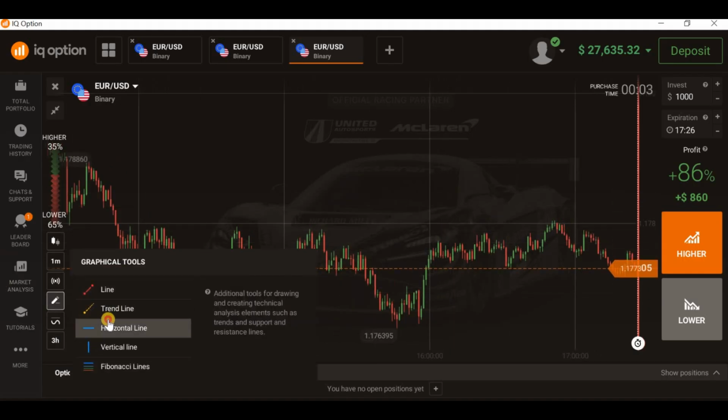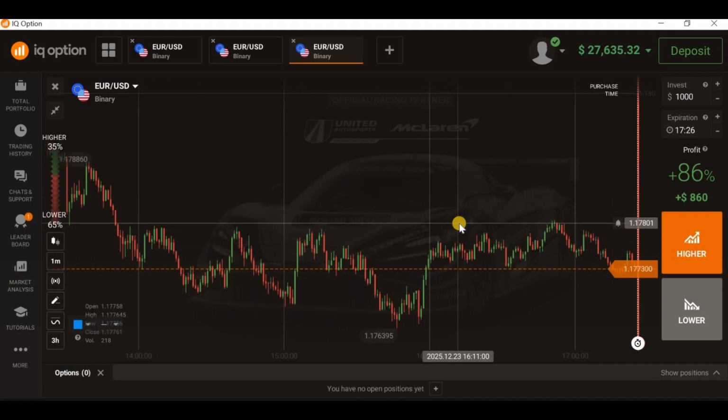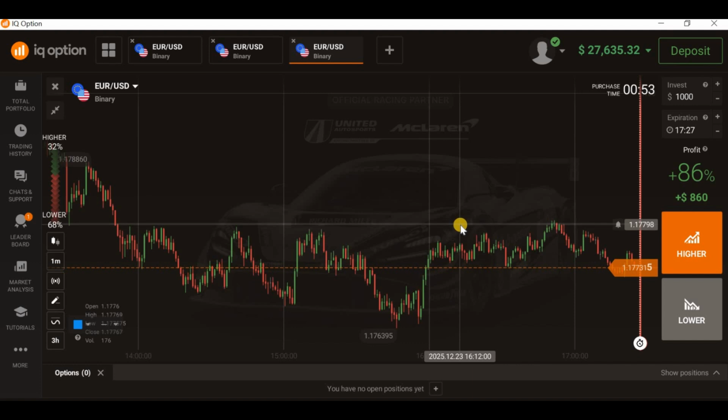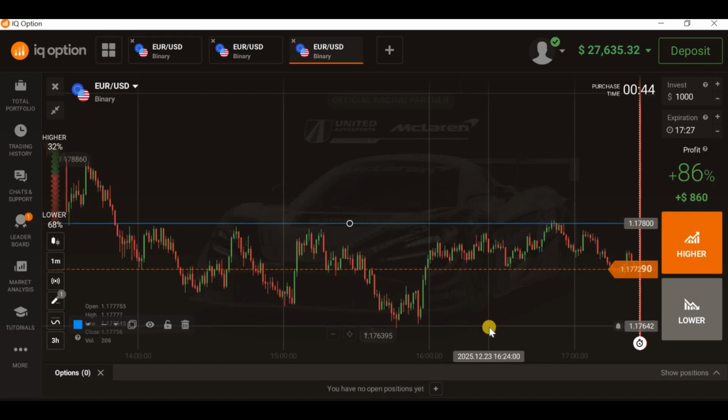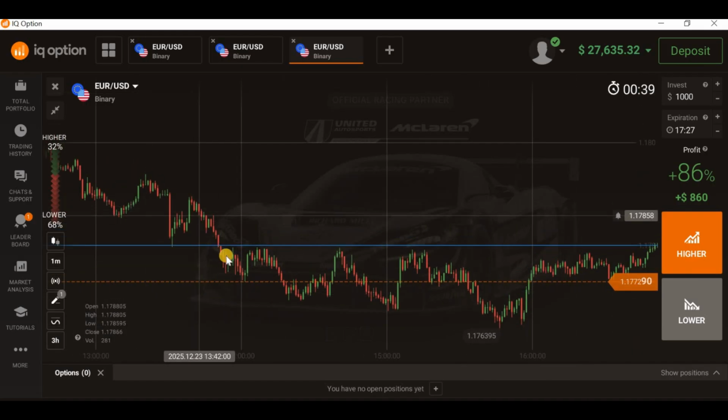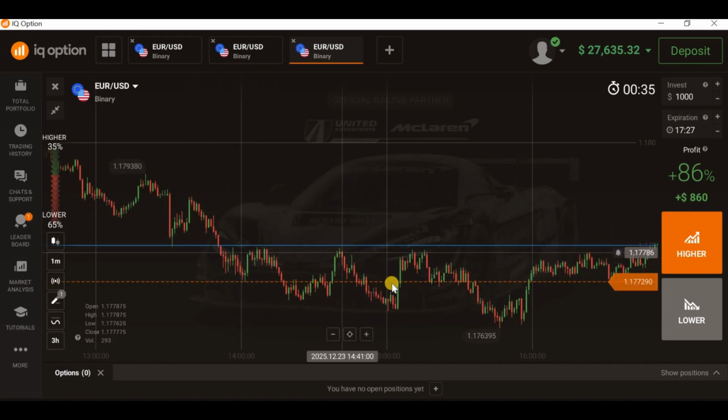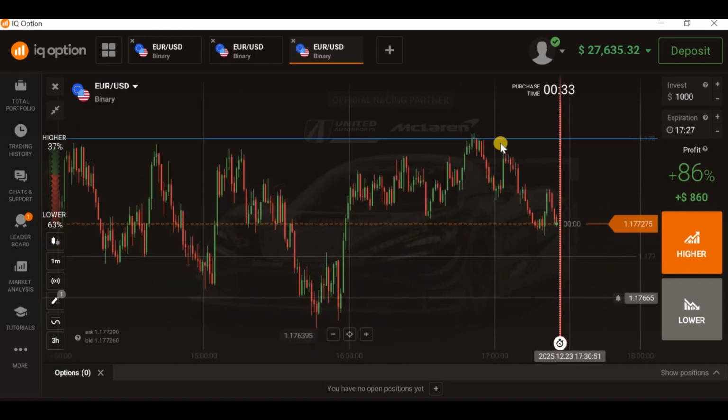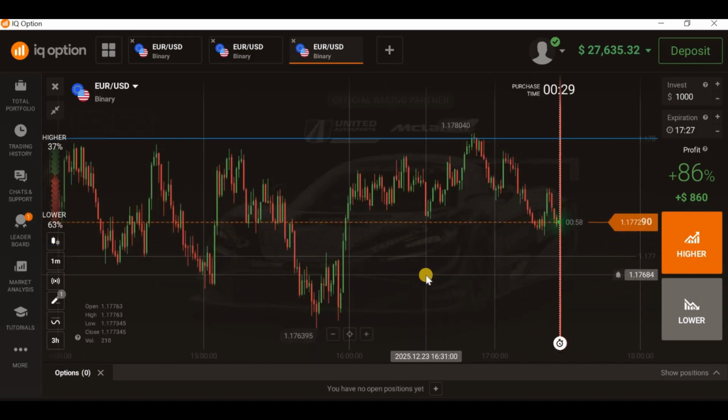Let me show you. This is the round number 1.17800. Yes, this is an extreme zone. Why is it an extreme zone? You see how price came here and reacted. It came here, it didn't really react, but it reacted here. Now this is a round number and it is also a support and a resistance zone.